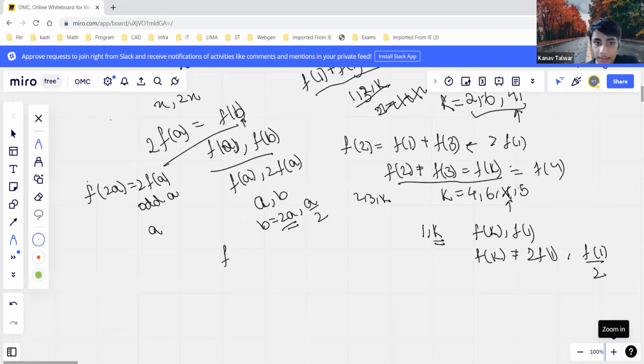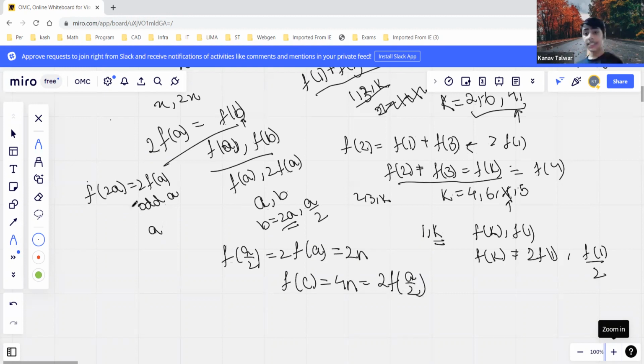So we have that if f(a/2) were twice f(a), that is, if b were a/2, then we can do this operation again. Call this thing 2n. Then we can choose another, let's say c, which is equal to 4n, that is, twice f(a/2). Just like what we did previously, we have that the set {f(c), f(a/2)} is not sum free.